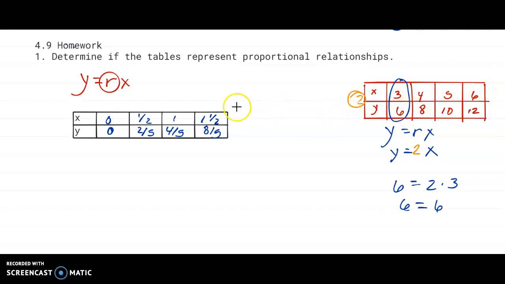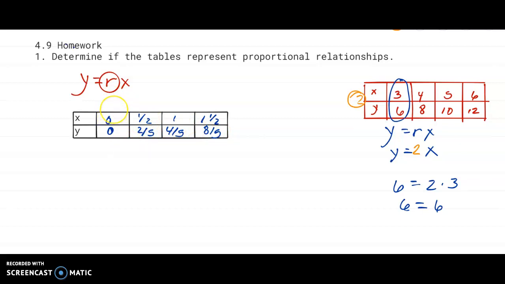There's another kind of a shortcut, a little trick that we can look at to see if the table is showing a proportional relationship, and it tends to be really helpful when you're looking at fractions. So in this little shortcut, what you do is you look to see if both x and y increase in equal steps. So does x increase each time equally? And then does y increase each time equally?